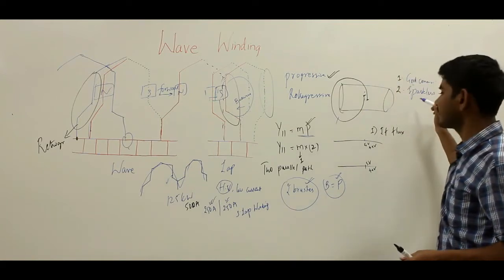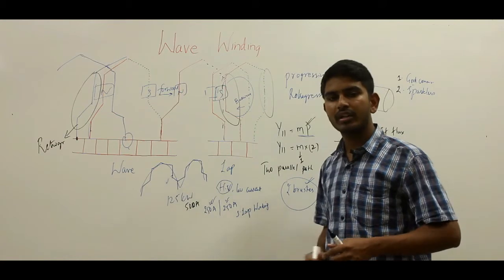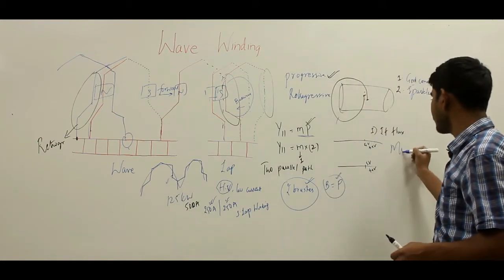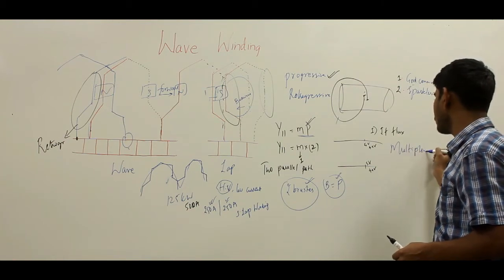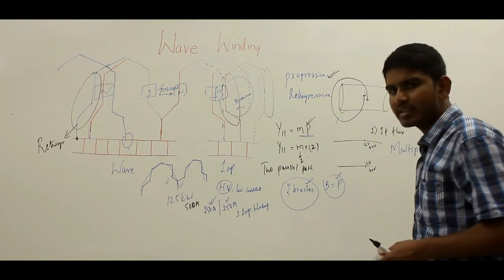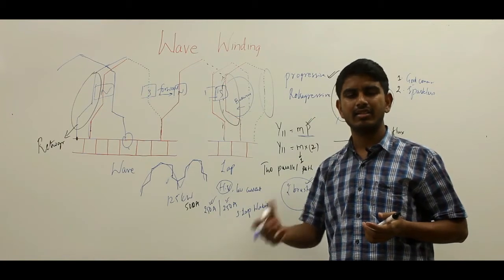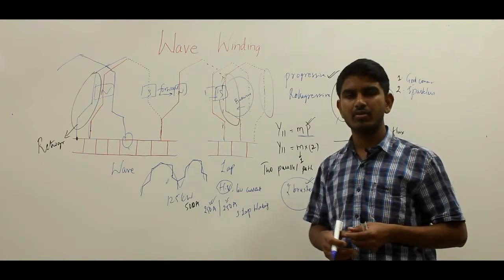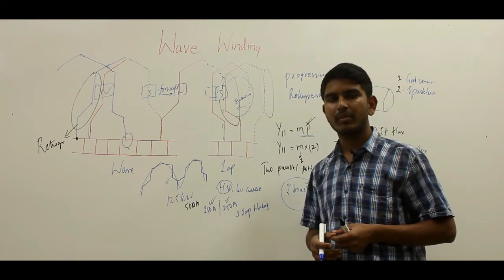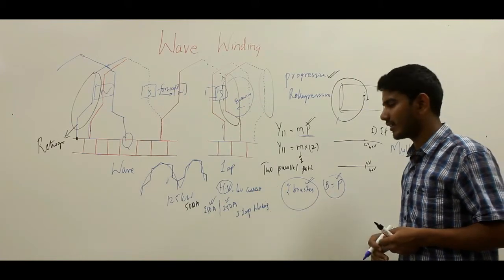But in order to retain the advantages offered by wave winding, that is the sparkless commutation we have discussed, we can go for the multiplex winding. In the multiplex winding, you can have increased parallel paths, and when you have increased parallel paths, you can go for a higher current rating. But this increased parallel path will render some operating difficulties. Because of that reason, we are not going for the multiplex wave winding, but we simply go for the lap winding when we require high current.